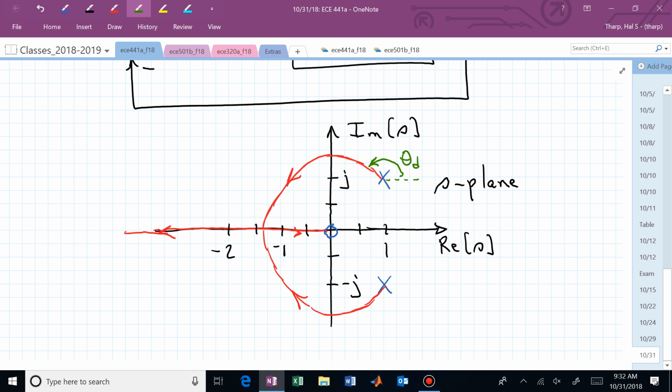But is everybody clear on what I mean by the departure angle from poles? And obviously, everything being symmetric, then we're departing at what angle? Minus 135 from that bottom pole.